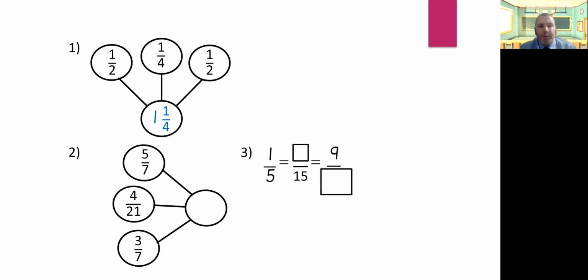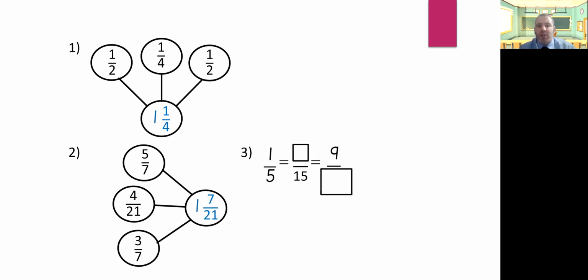Question 2, we've got 5/7, 4/21, and 3/7. The easy way to do this is to make the sevenths into a fraction over 21. So we're going to multiply them both by 3. So what we're actually adding together is 15/21, 4/21, and 9/21, which gives us 28/21. Now, we could leave it like this, but it's an improper fraction. Let's turn it into a mixed number fraction because we're going to be needing to do that today. So we've got 1 and 7/21.